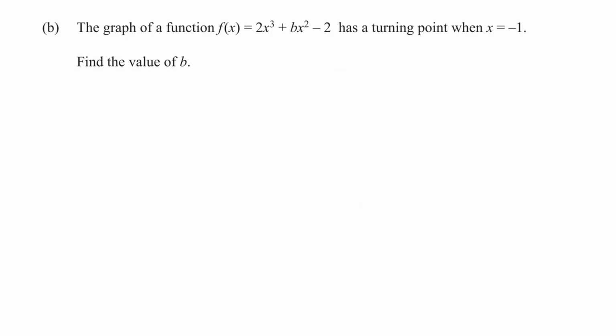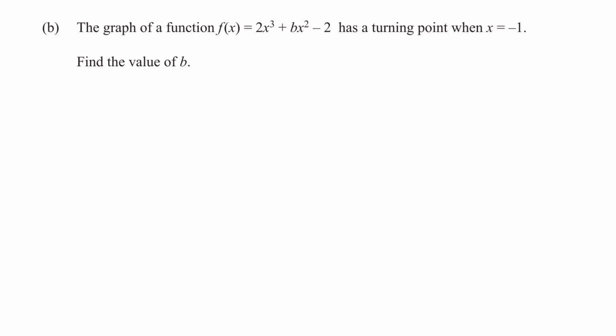Okay, so moving on to question 2b. The graph of the function f of x is equal to 2x cubed plus bx squared minus 2 and has a turning point when x is equal to minus 1. Find b.